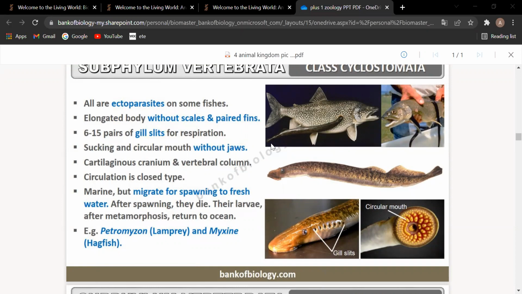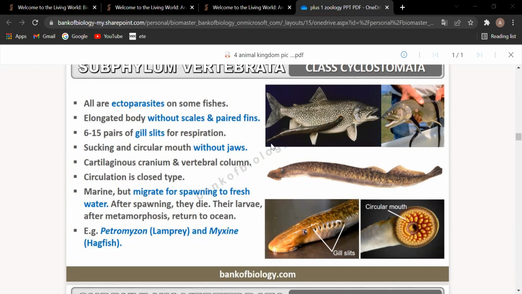So what do they have to do? They have to stick to the host and only suck the pre-digested food. So they do not have to chew anything, they do not have to do anything. Therefore, these are without the jaws, right? They have got cartilaginous cranium and they have got a notochord. Circulation is of closed type.